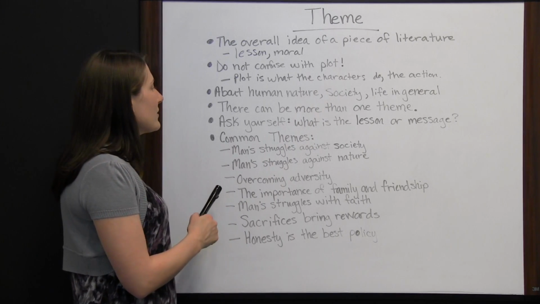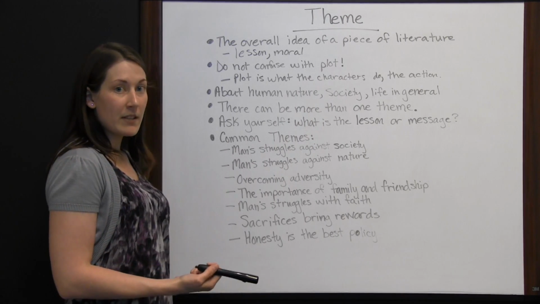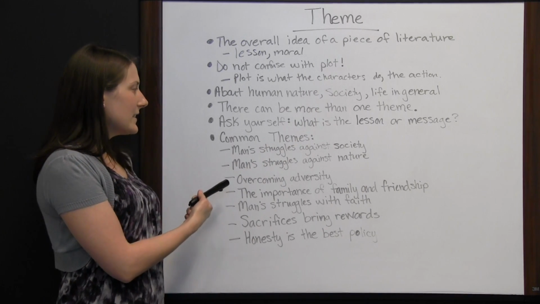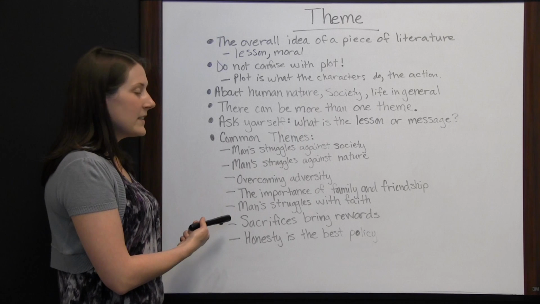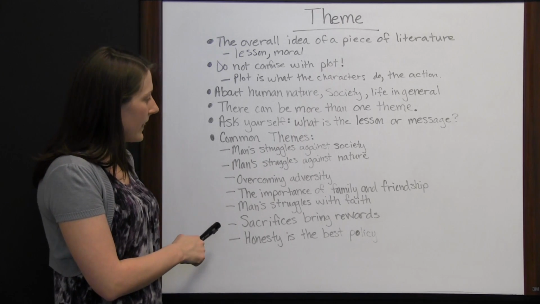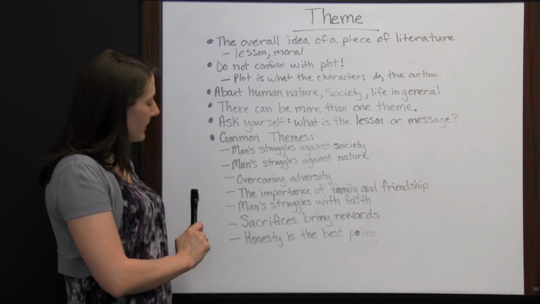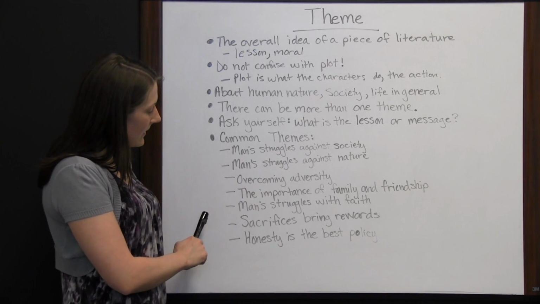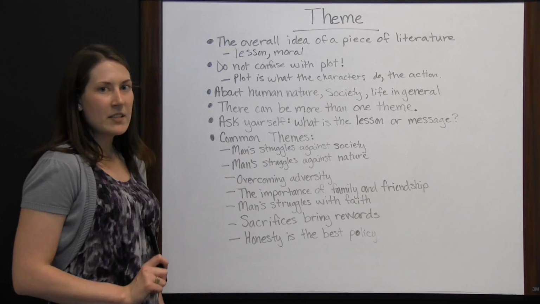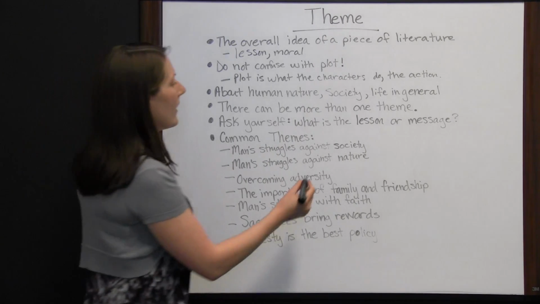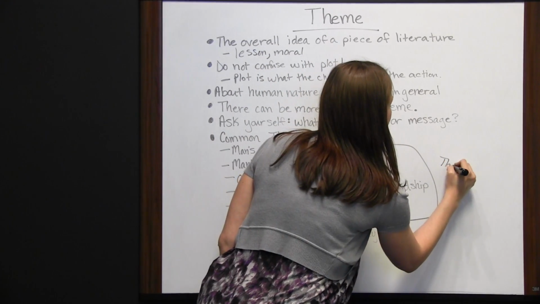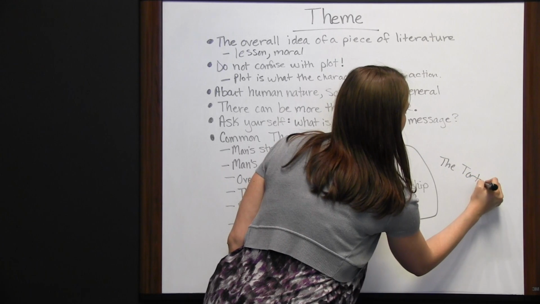Some questions to ask yourself are, what is the lesson or message? And some common themes are, man struggles against society, man struggles against nature, overcoming adversity, the importance of family and friendship, man struggles with faith, sacrifices bring rewards, and honesty is the best policy. So for all of these, I want us to look at the story of the tortoise and the hare from Aesop's Fables.